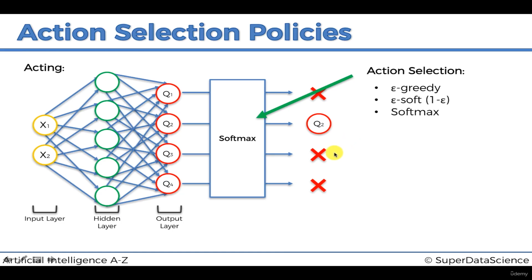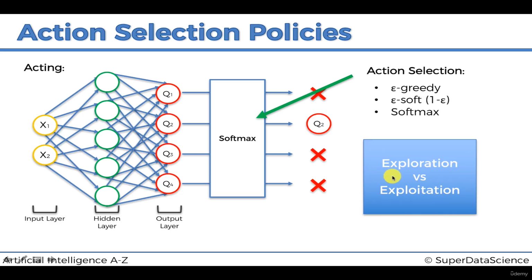For instance, the most basic one is a very simple action selection policy: just select the one with the highest Q value. But why doesn't that action policy fly, and why do we have different types of action selection policies? Well, it all boils down to exploration versus exploitation.